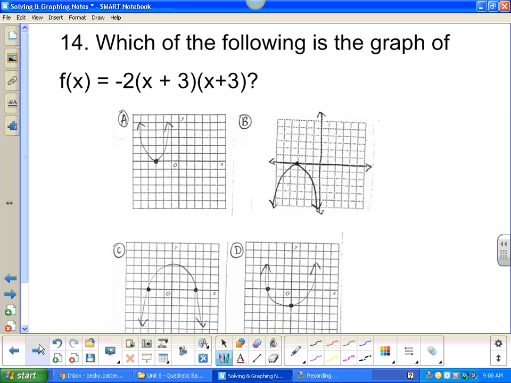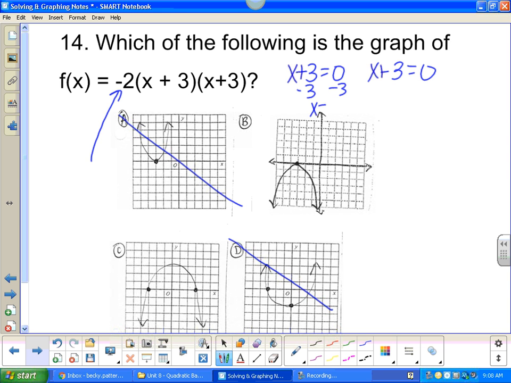Okay, number 14, which is the graph. Okay, well, I'm looking at the front. That's a negative, so I know it opens down. So A is out, D is out. If I take these two factors, which they have already factored for me, and set them both equal to 0, and solve them, I get a negative 3, but I only get 1. So that means I know at negative 3, it should bounce. This one's going to go through a negative 3 and a positive 3. I don't want that.